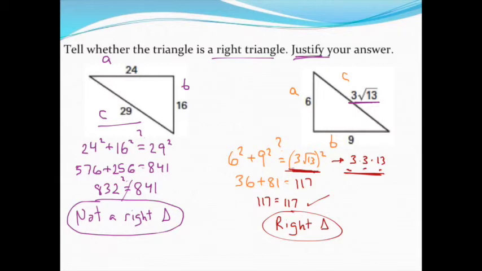If you have a graphing calculator, it's pretty easy to type in 3 square root of 13. Just keep it in parentheses before you square it. And don't round it off, because otherwise if you type in a decimal and round it off, you may not get the exact same number on both sides, and you may be led to believe it's not a right triangle, when in fact it indeed is a right triangle.